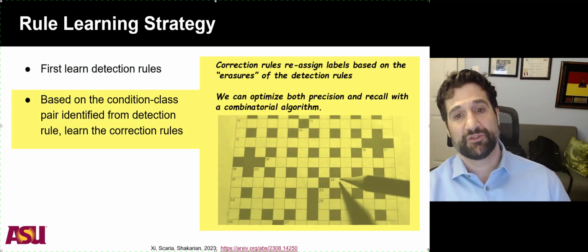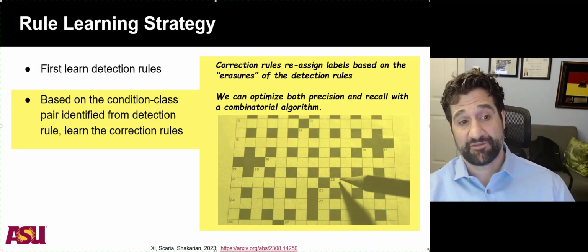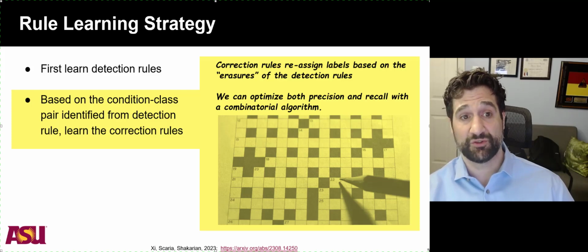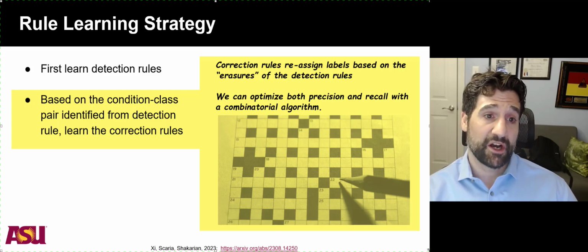The reason you want to do this in this order is if you go ahead first and learn correction rules, the optimization problem becomes more difficult because you're changing precision and recall of two classes, whereas if you do detection first and you erase labels that you think are wrong, now in both cases you really only have to worry about optimizing metrics with respect to one of the labels, because in the second step you're only correcting things that have previously been erased.